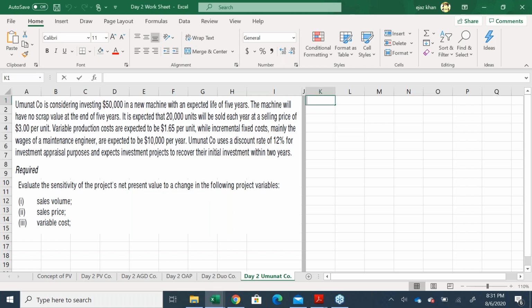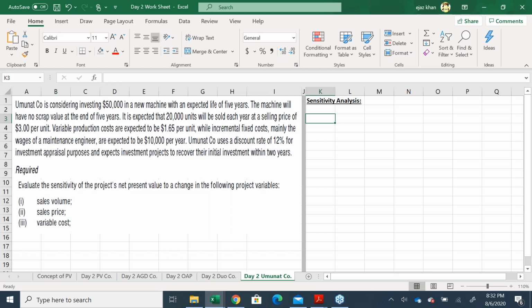Sensitivity analysis is basically checking how much change in a particular project variable we can afford. Let's say you are going to decide whether to invest in a project on the basis of net present value, and you know that net present value is a result of different factors like sales volume, variable cost, fixed cost, taxation, tax benefits. There are so many things which result in a positive or negative NPV.